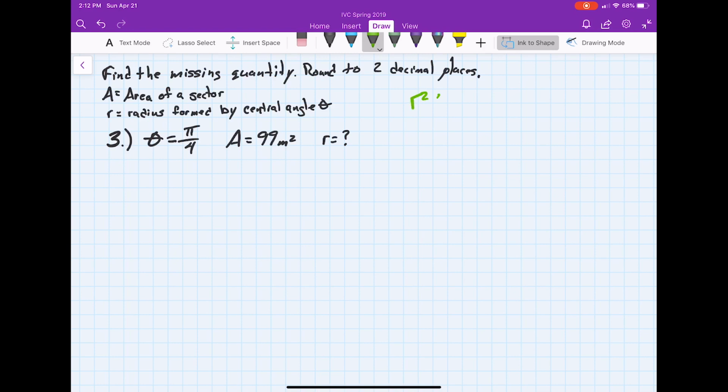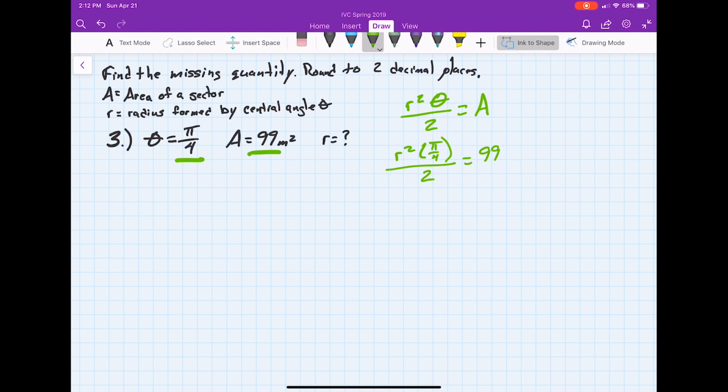For our next question, we are going to find the missing quantity, rounding to 2 decimal places this time. Remember, A is the area of a sector, and r is the radius formed by the central angle theta. Our formula for this is r squared theta over 2 equals the area. Let's plug in all of the things they gave us. Our theta is already in radians, so we don't have to convert that. So it's r squared times pi over 4, all divided by 2, and that equals 99 meters squared.